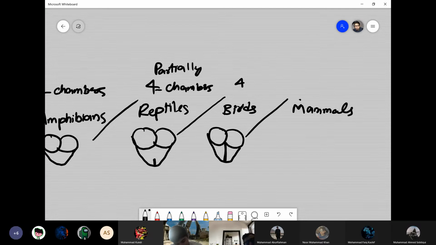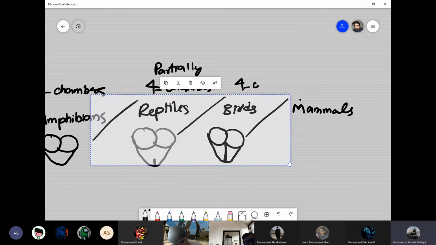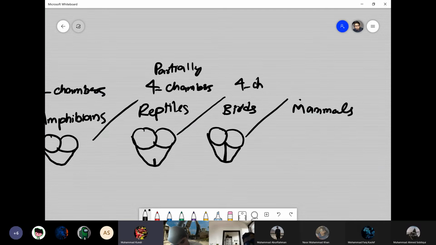And how many chambers are present in mammals? Four. Also four chambers.